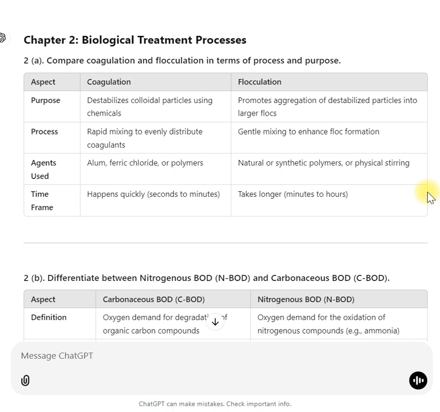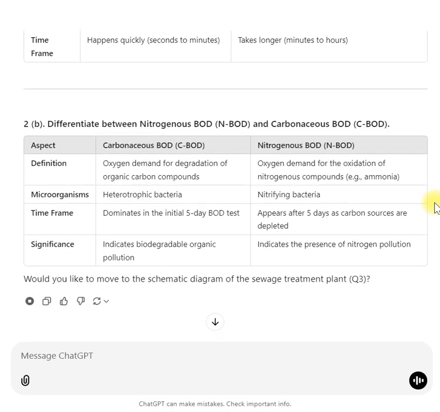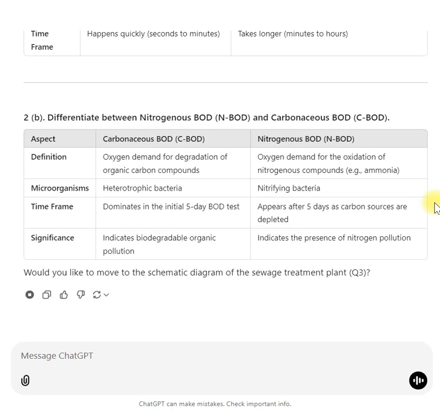2B. Differentiate between nitrogenous BOD and carbonaceous BOD. Aspect: carbonaceous BOD, CBOD; nitrogenous BOD, NBOD, from ammonia. Definition: CBOD is the oxygen demand for degradation of organic carbon compounds. NBOD is the oxygen demand for the oxidation of nitrogenous compounds, e.g.